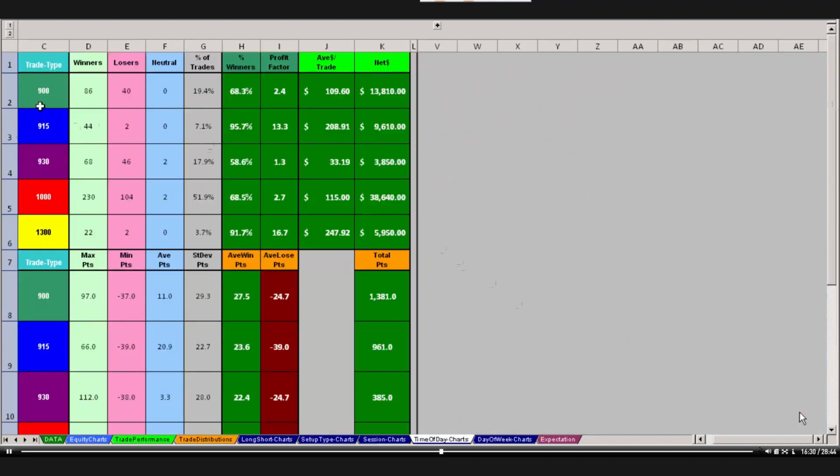So right here between 9:15 and 9:30, we can see that it was 7% of your trades, but you had 95% winners and a profit factor of 13. Now this wasn't the time of day that made you the most money. This area down here is the time that made you the most money. But you can look at this and see that there's a lot more trades in there.